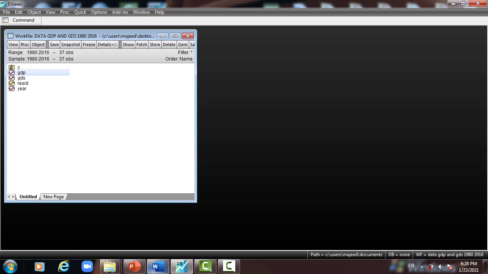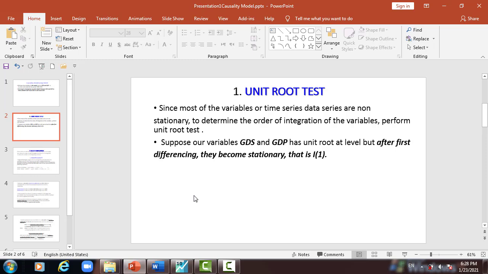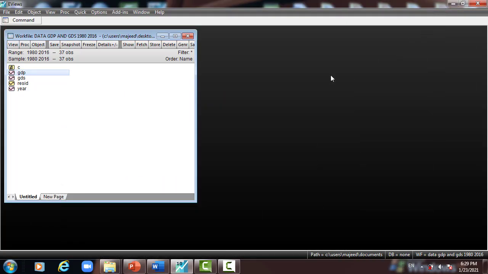Before we start, we have to test unit root. Since most of the time series data are not stationary, to determine the order of integration of the variable, we perform a unit root test. Suppose our variables GDS and GDP have a unit root at level, but after first difference they become stationary. That is I(1).